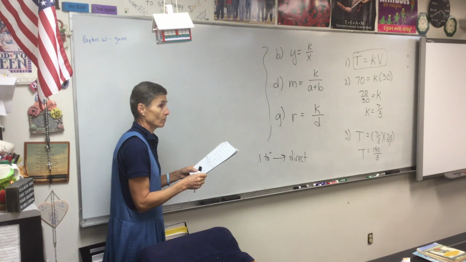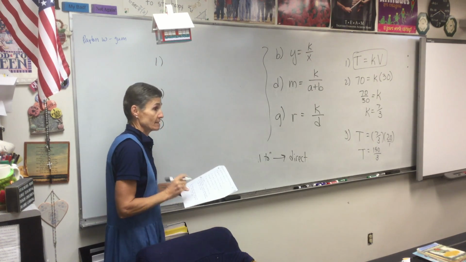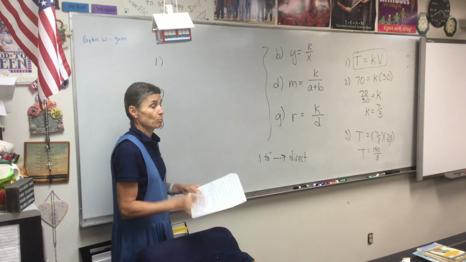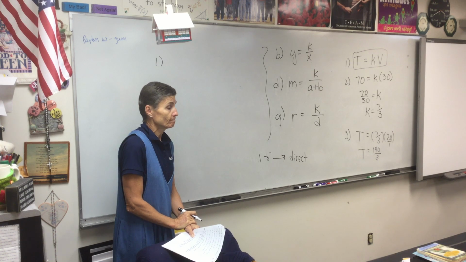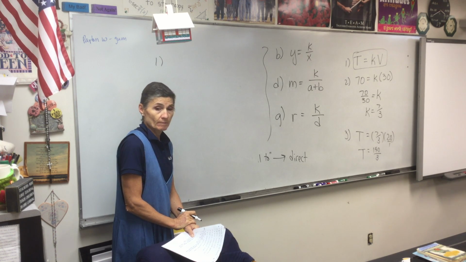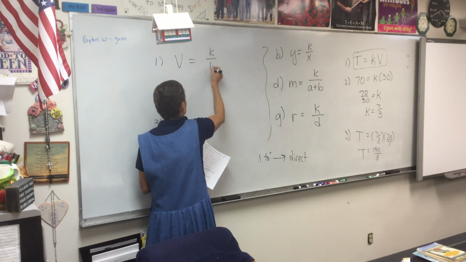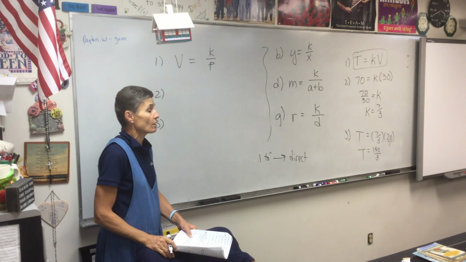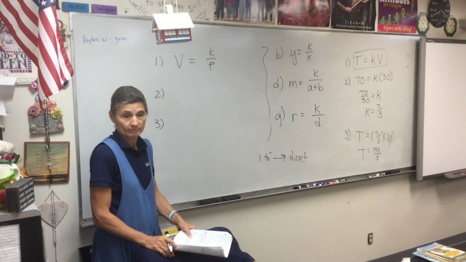Same thing. Here we go. 3-part question, 3 sentences. Volume varies inversely as pressure. What's the equation? Volume equals K over P. Volume varies inversely as pressure. Why is it K over P and not K times P? Because it's inverse.